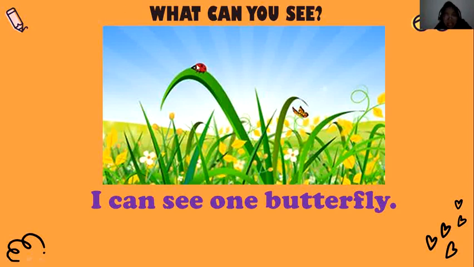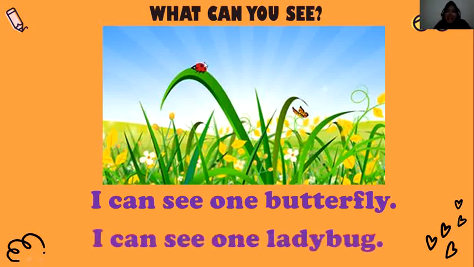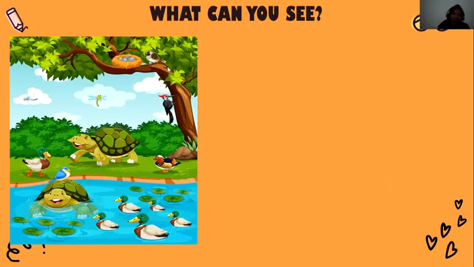And then how about this, the red and small one? What is that? Yeah, I can see one ladybug. Okay, I can see a ladybug. Yeah, boleh. You can say one, you can say a.